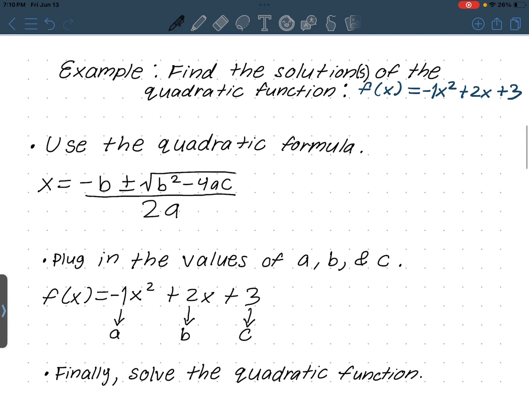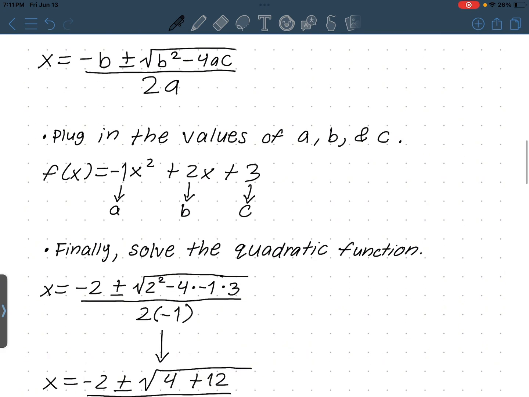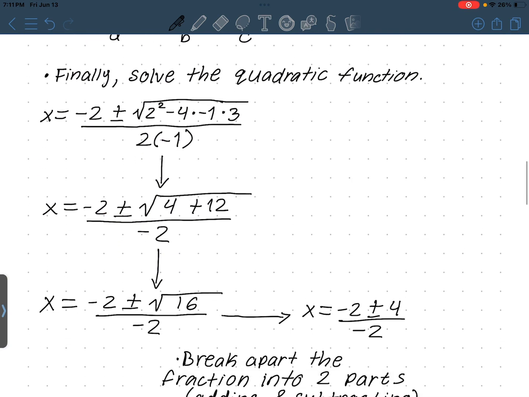Now here is an example. Find the solution or solutions of the quadratic function f of x equals negative 1x squared, or to the power of 2, plus 2x plus 3. Now we have to use the quadratic formula, which is shown here. Now we have to plug in the values of a, b, and c. A is equal to negative 1, b is equal to 2, and c is equal to 3. Now, when we plug in these values, we can solve the quadratic function.